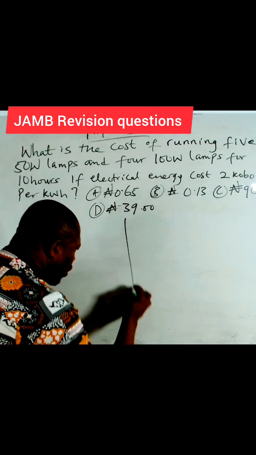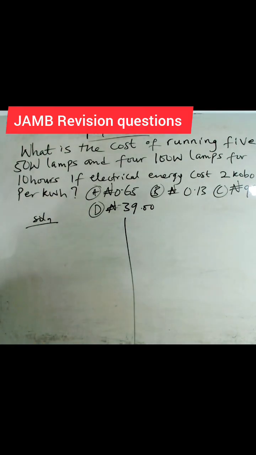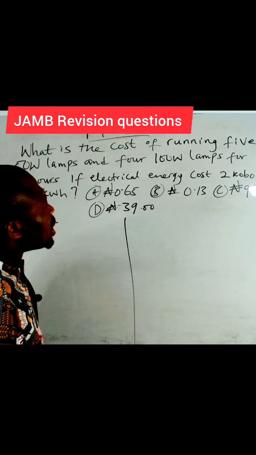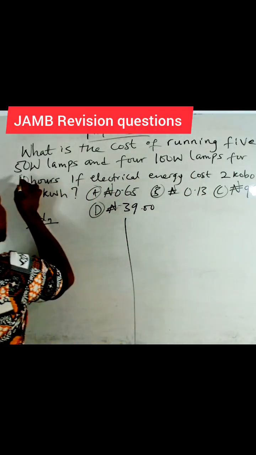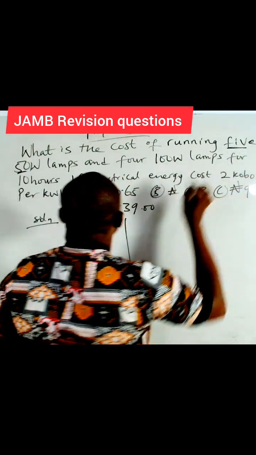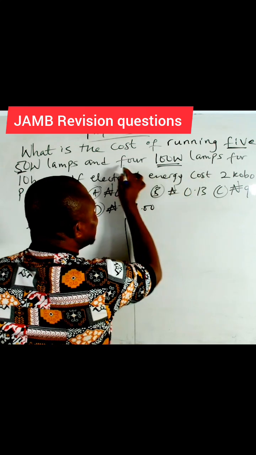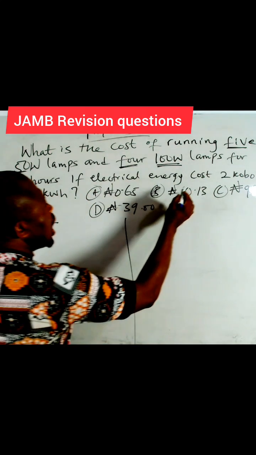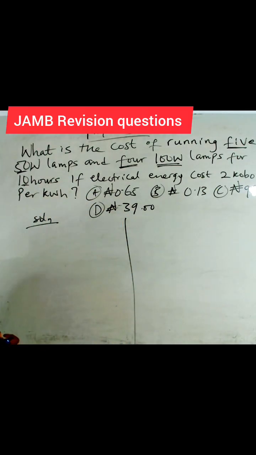Now we can quickly solve it. Solution. If you look at the question, of course, it is all about the cost of running electrical appliances. Now these appliances may be in a household. There are 5 of them of 50 watts, please, not 500. And the 100 watts, there are 4 of them. All of them lit for 10 hours. Now, what is the cost of electrical energy?